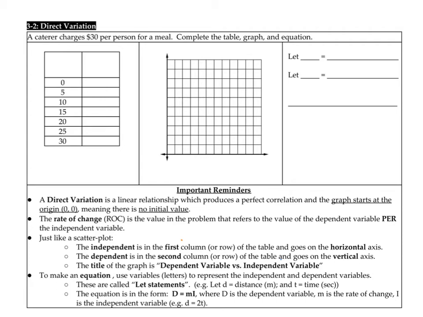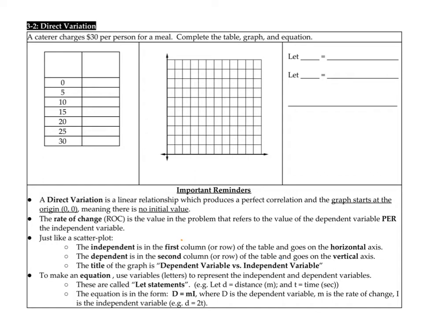Today we're going to be looking at direct variation, and this is typically used with a word problem. So first we're going to look at the word problem, and then we're going to describe how it is direct variation. In this example, a caterer charges $30 per person for a meal. We want to complete the table, make a graph, and make the equation.